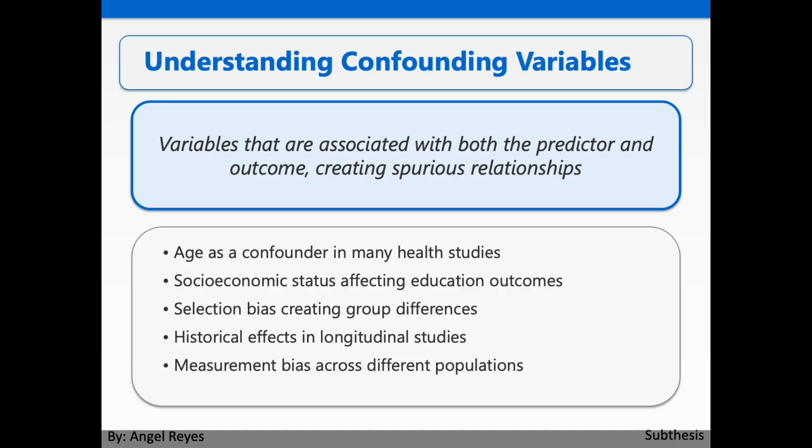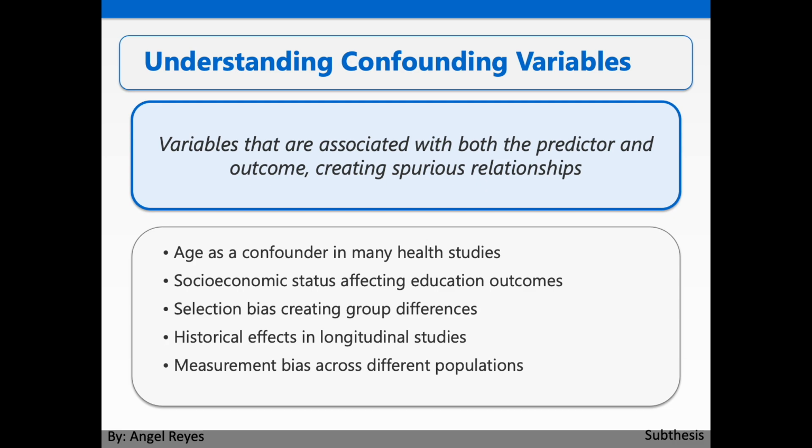Confounding variables deserve special attention because managing them is one of the biggest challenges in non-experimental research. A confounding variable is one that's associated with both the predictor and the outcome, creating spurious relationships. Let's look at some concrete examples. Age is a confounder in many health studies because age is related to both many health behaviors and health outcomes.